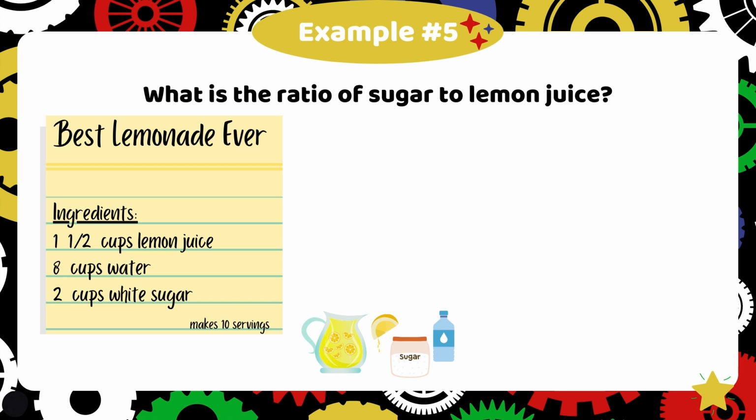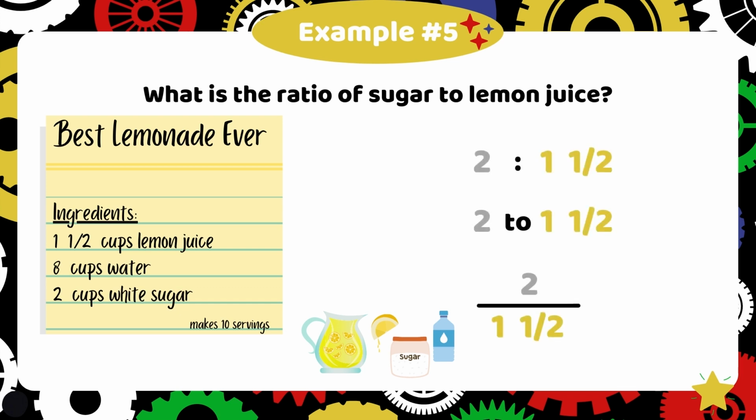The ratio of sugar to lemon juice can be written as the amount of sugar that we need to the amount of lemon juice that we need. So that would be 2 to 1.5. What this ratio means is that for every 2 cups of sugar you pour into the recipe, you also need to add 1.5 cups of lemon juice.